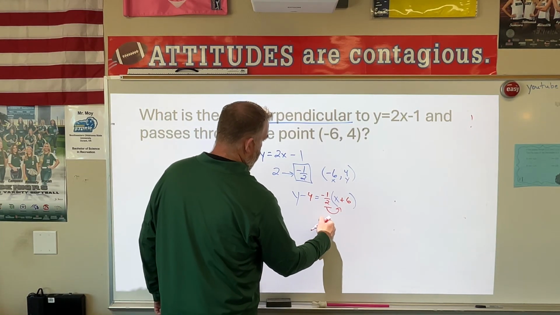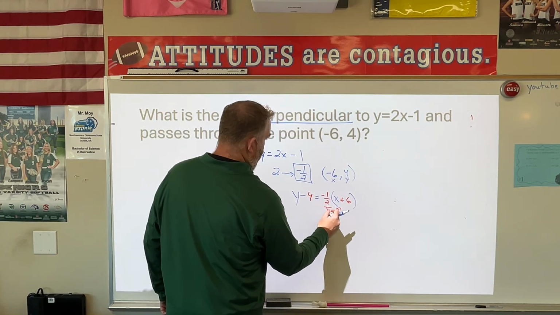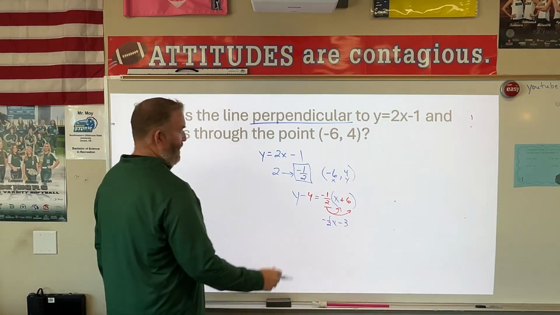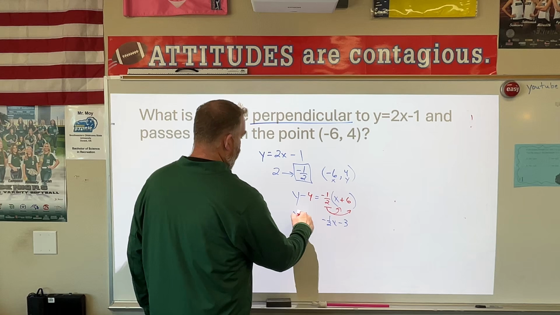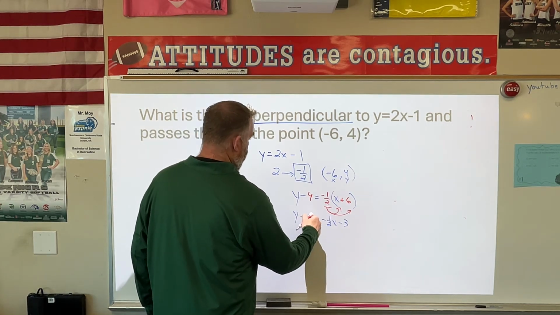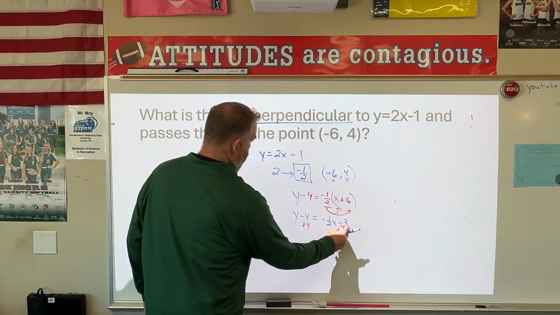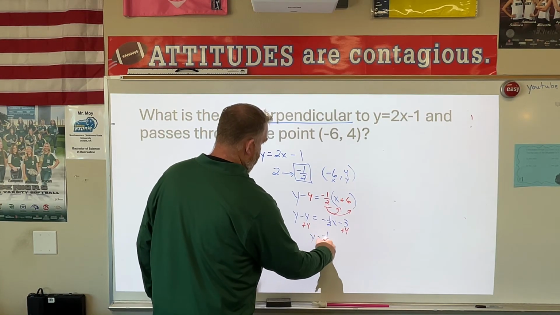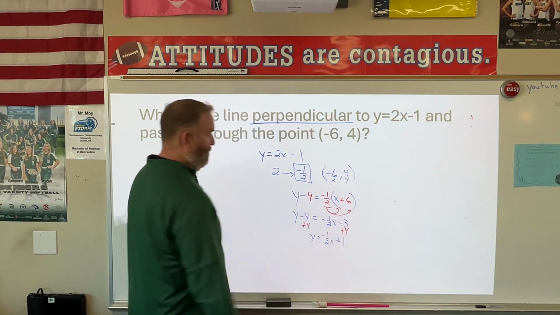-1/2 x, yes? What is 1/2 times 6 again? -3. And now y minus 4, so I'm going to move this over. So now I'm just going to add 4, correct? +4. Y equals -1/2 x plus 1.